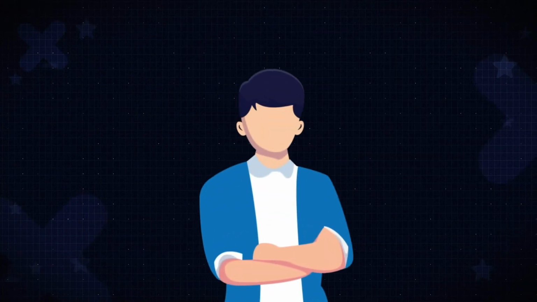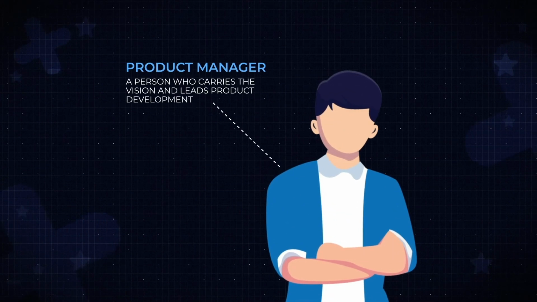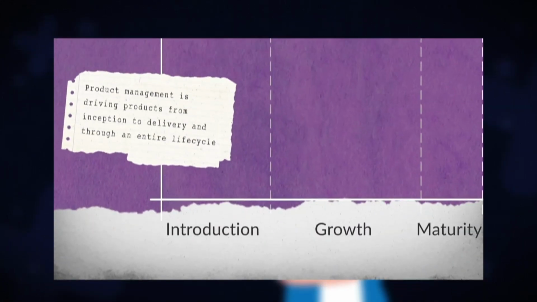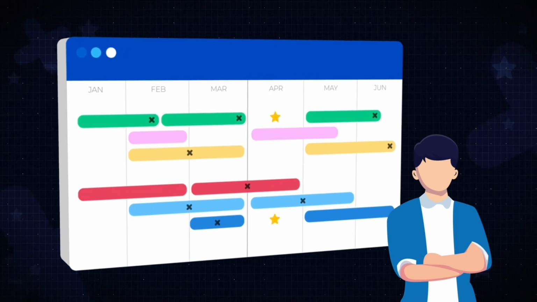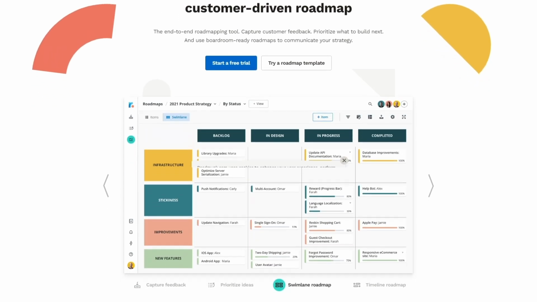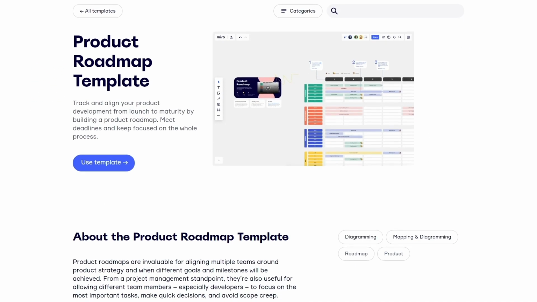A product roadmap is typically created by a product manager, a person who carries the vision and leads product development. Check out our video explaining this job in more detail. A PM uses the roadmap to basically tell everyone else of their plans. To create a roadmap, a product manager uses specialized tools that allow the roadmap to be easily edited and shared.